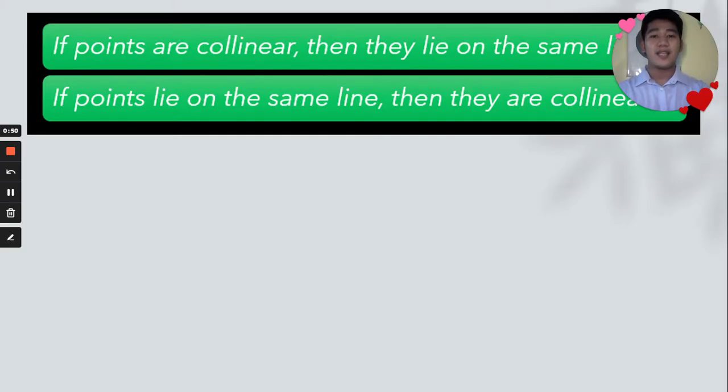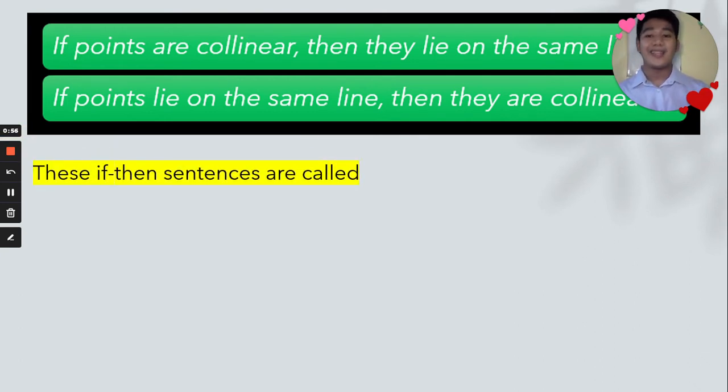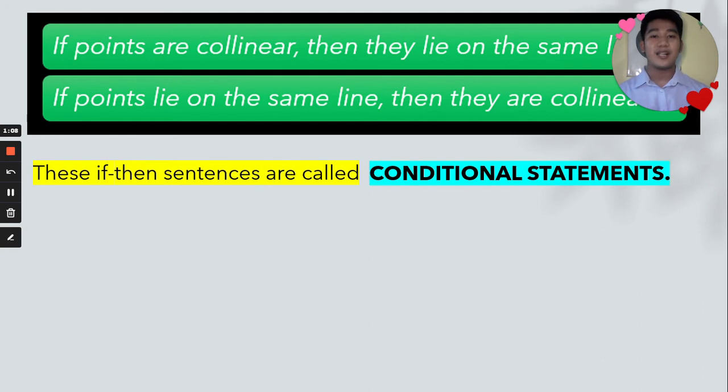And now, given these sentences, we got these if and then sentences. If you notice, it started with if and then the second clause is started with then. If-then sentences, we call this conditional statements. Conditional statements are also written in the if-then form.